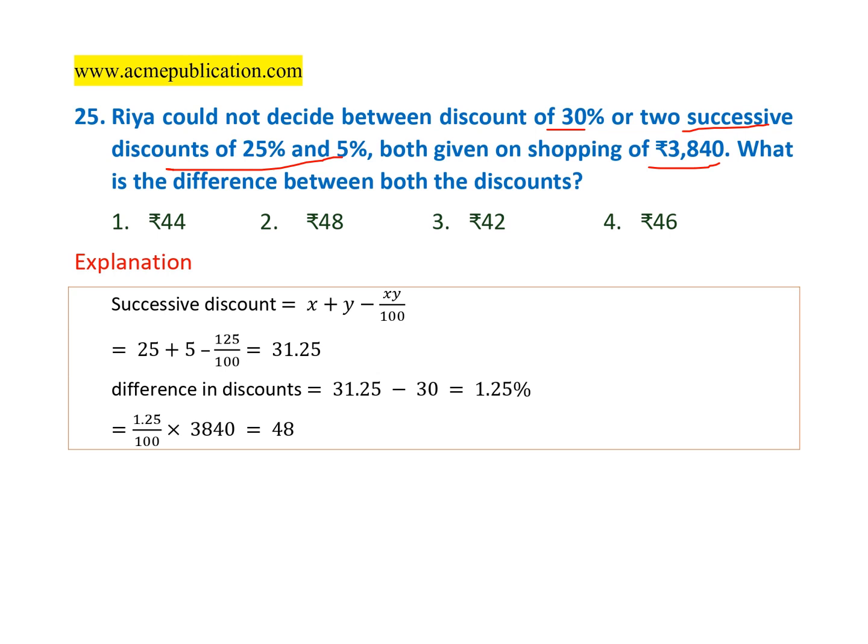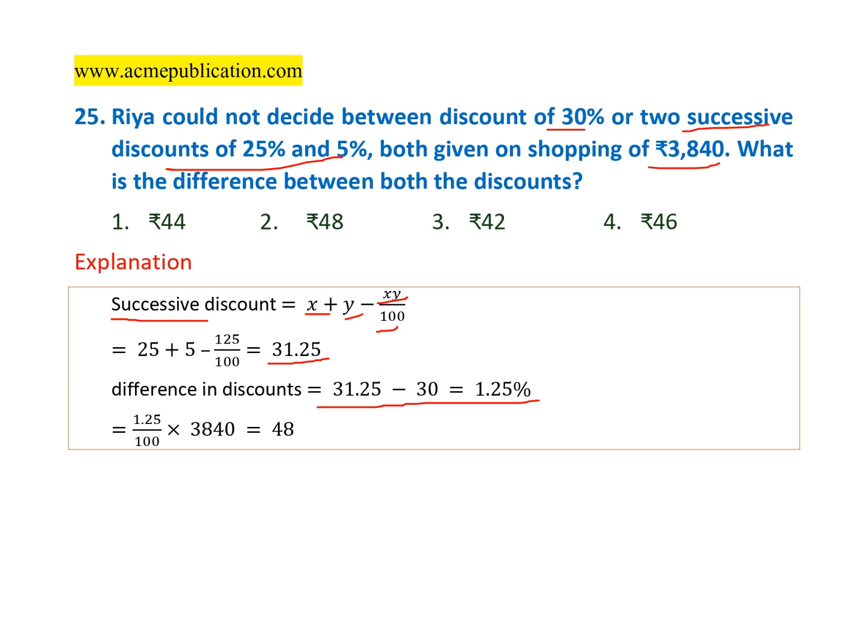To convert two successive discounts into a single discount, we can use the formula, that is first discount plus second discount minus product of both the discounts upon 100. On putting the value in the formula, we get the discount is of 31.25%. Now the difference in the discount is 31.25% minus 30, that is 1.25%.